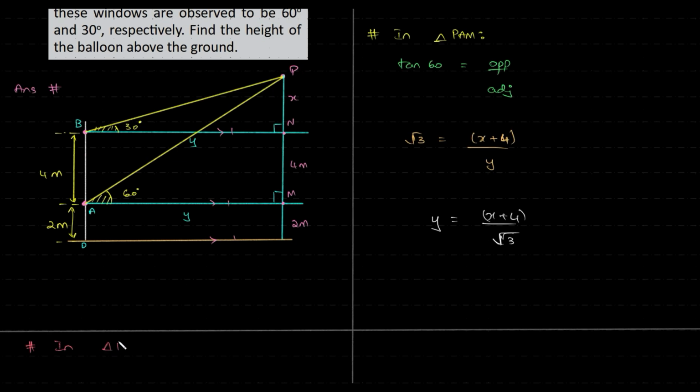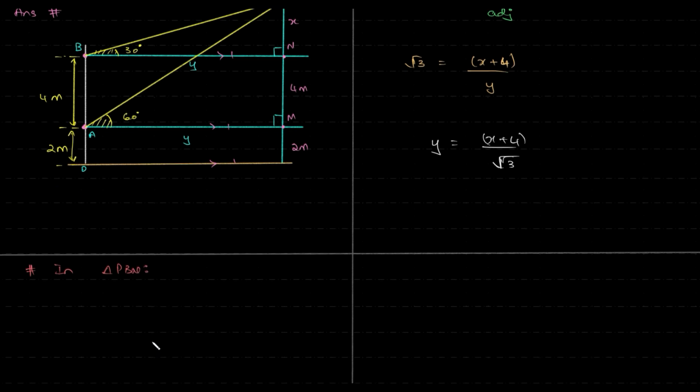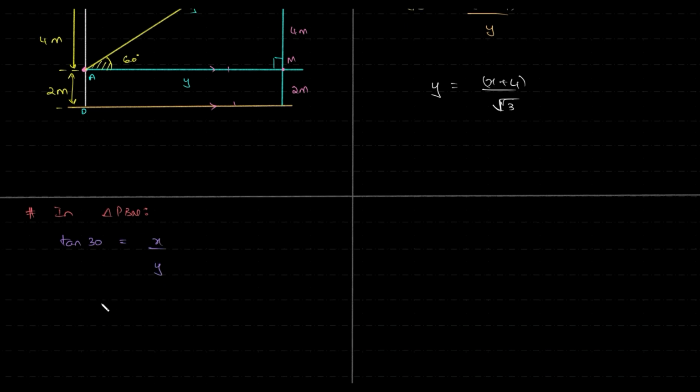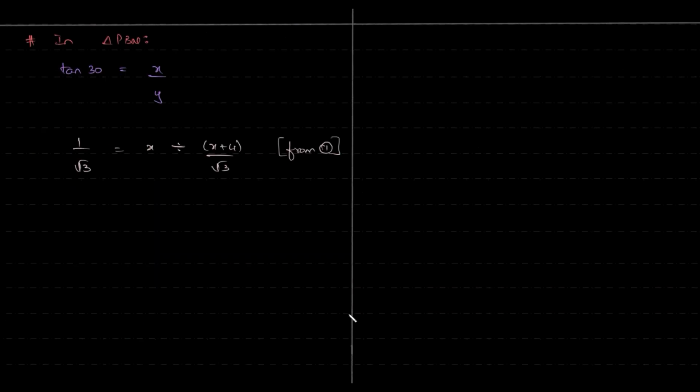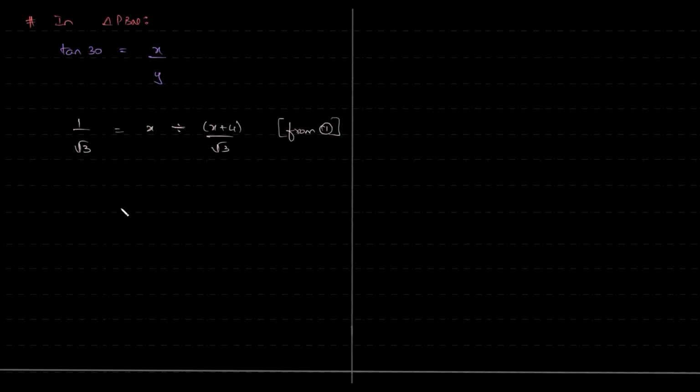In triangle PBN, what do we have? We have tan of 30 degrees, which is equal to x by y. Tan 30 is 1 by root 3. And y is (x plus 4) by root 3. This is from equation 1. Now we have to solve this and we are done. Almost done.